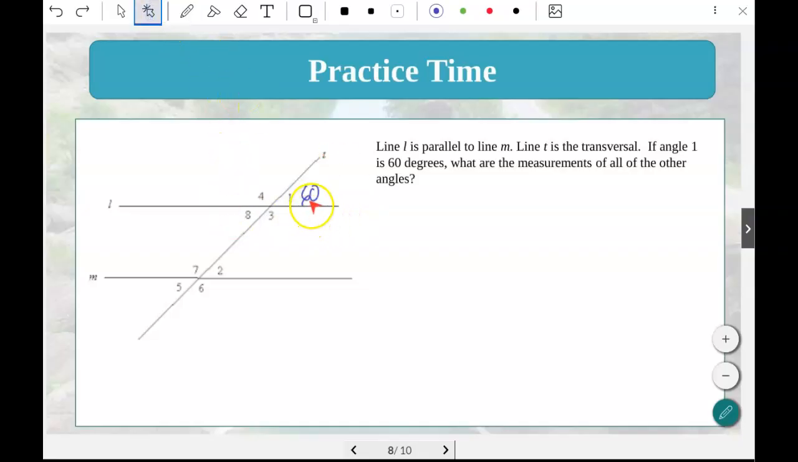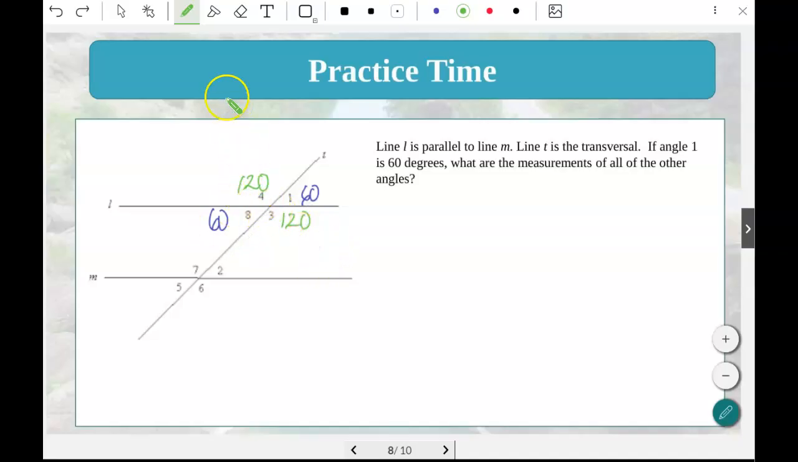So, things you should know. These are vertical angles, so angle 8 is the same size. Then this is supplementary, a straight line here, so they're going to add up to 180. So angle 4 should be 120. Then angle 3 is vertical with 4, so that's 120.